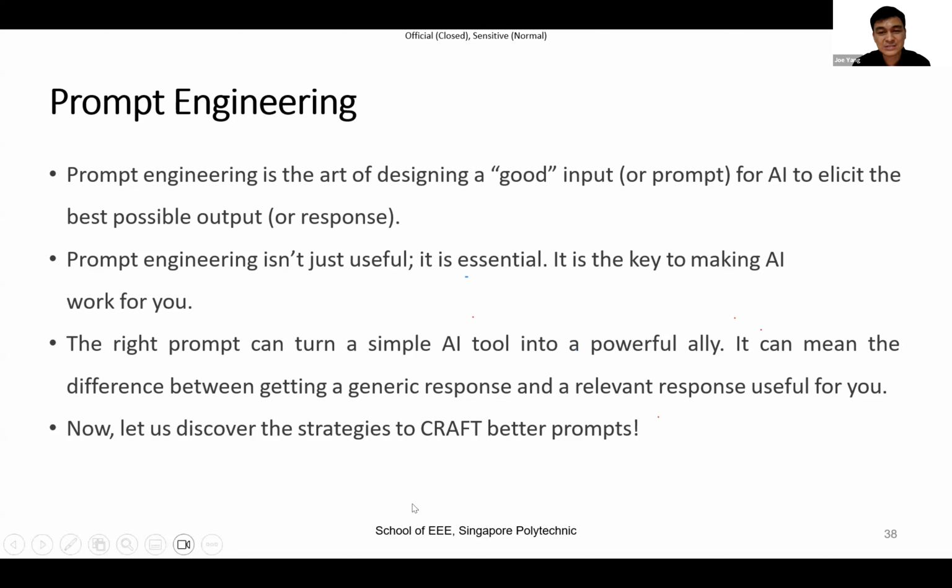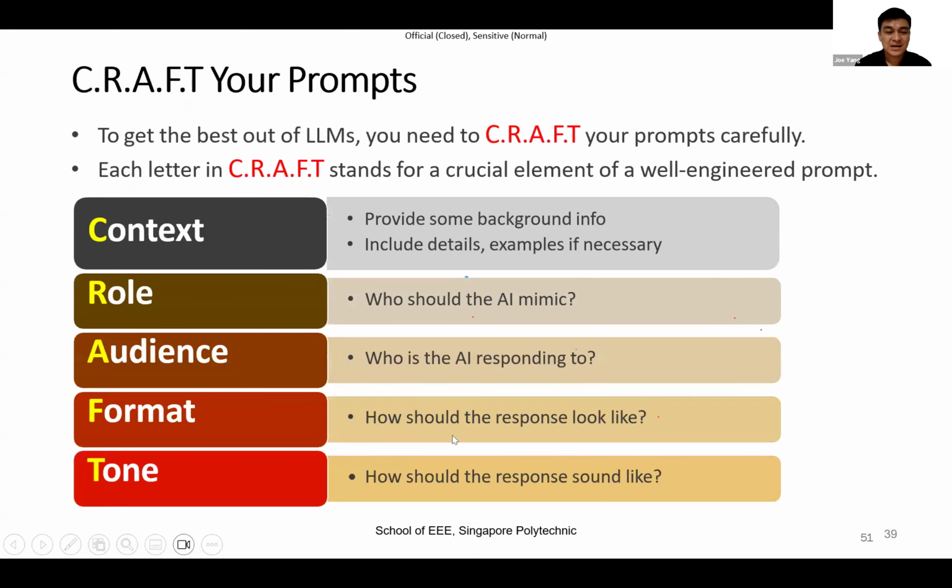This is what we learned from SP. We call it CRAFT. So what is CRAFT? CRAFT means context, role, audience, format, and tone. To get the best out of a large language model, you need to create a good prompt. There are many ways to say it, but let's stick to this CRAFT method. Each letter in CRAFT stands for a crucial element of a well-engineered prompt.